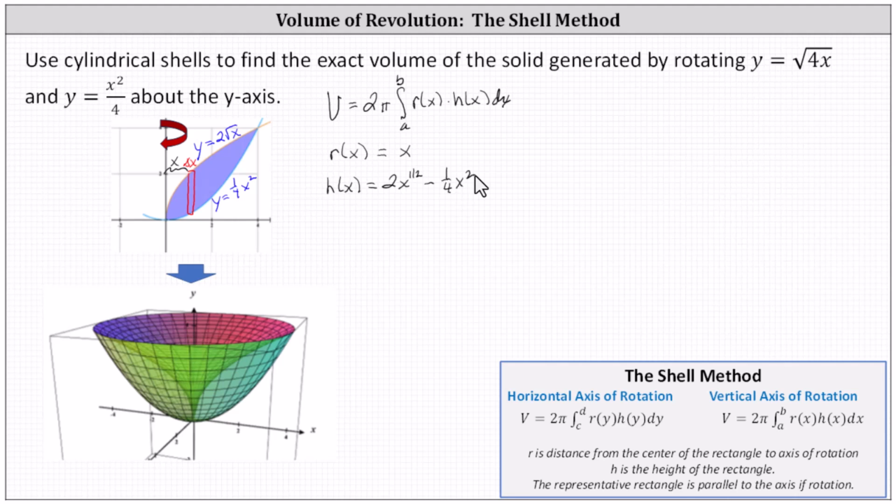Because we're integrating with respect to x, we need to determine the x coordinates of the points of intersection here and here, which we can see from the graph will be x equals 0 and x equals 4, indicating a equals 0 and b equals 4 for the limits of integration. If we weren't able to determine the x coordinates of these points of intersection from the graph, we'd have to set the two functions equal to each other and solve for x.